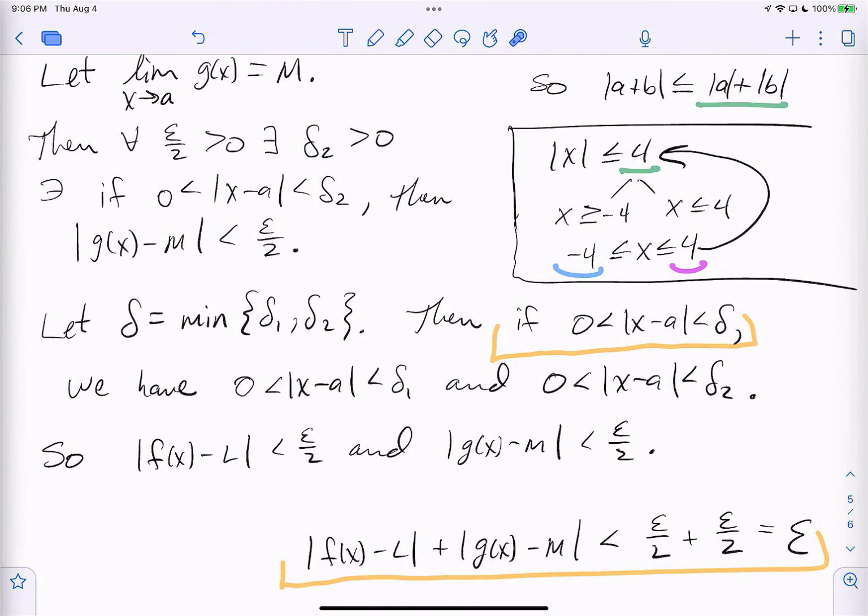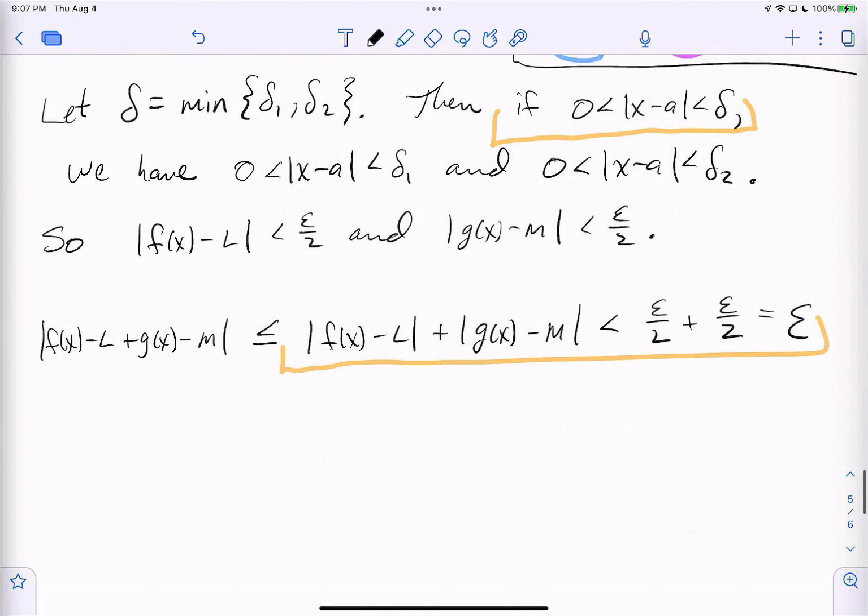Remember, the triangle inequality said that if I have the sum of two absolute values, then that's greater than or equal to a single absolute value with the sum inside. And so the absolute value of f of x minus L plus g of x minus m is less than or equal to epsilon. Oh, cool.